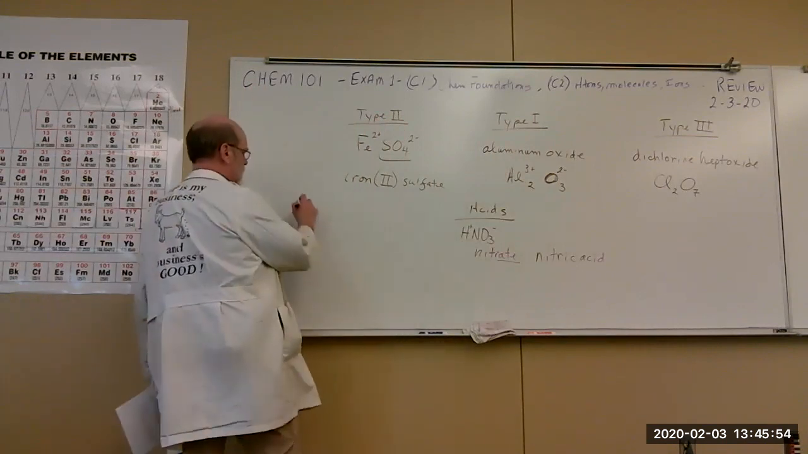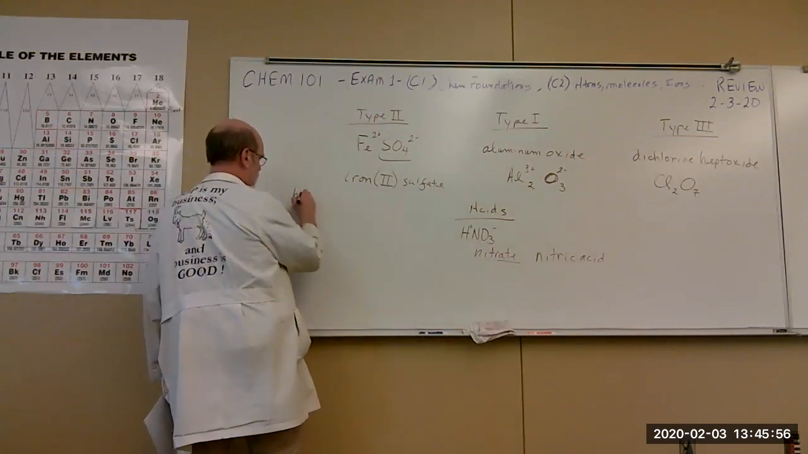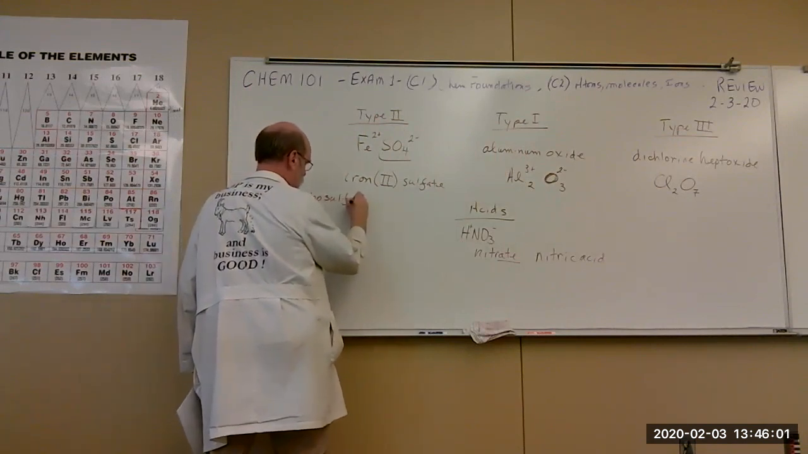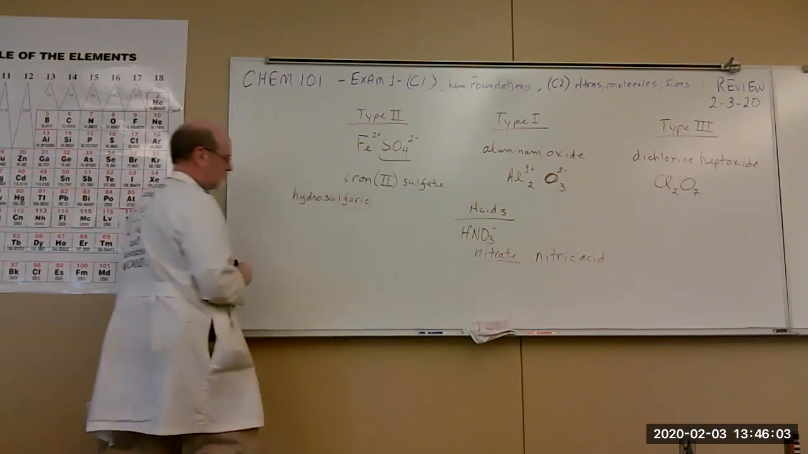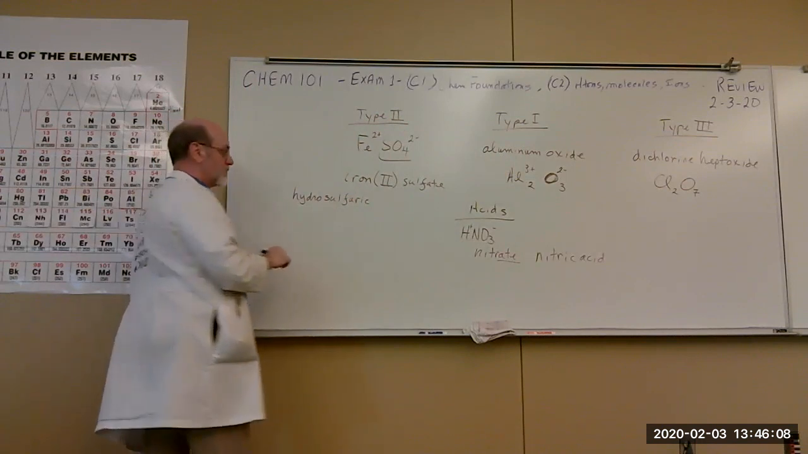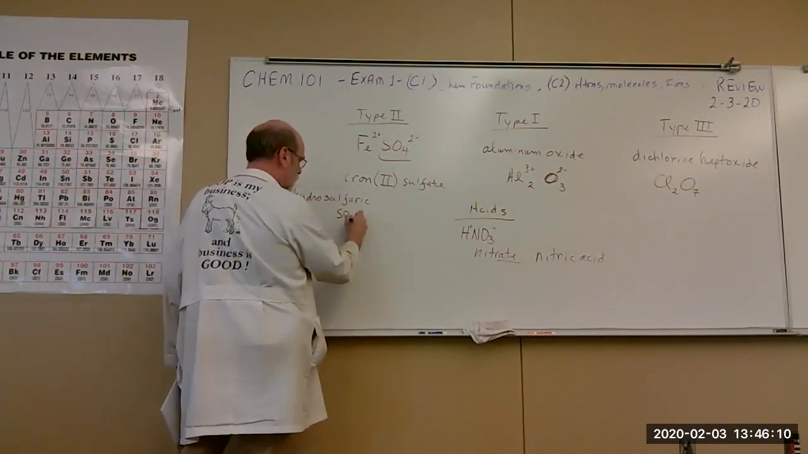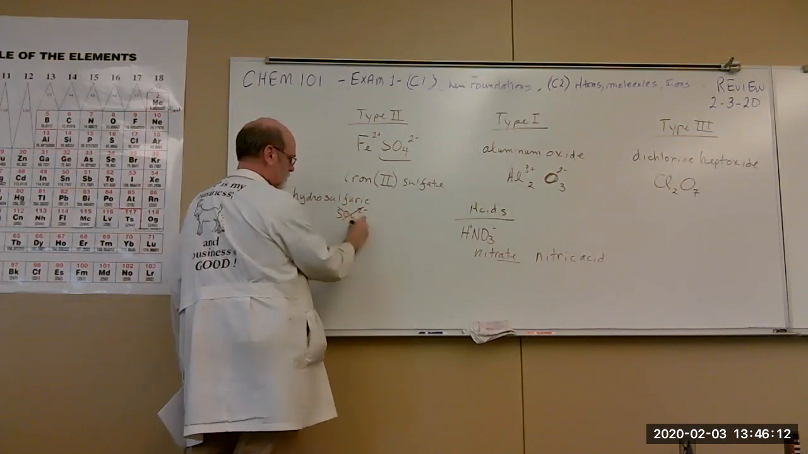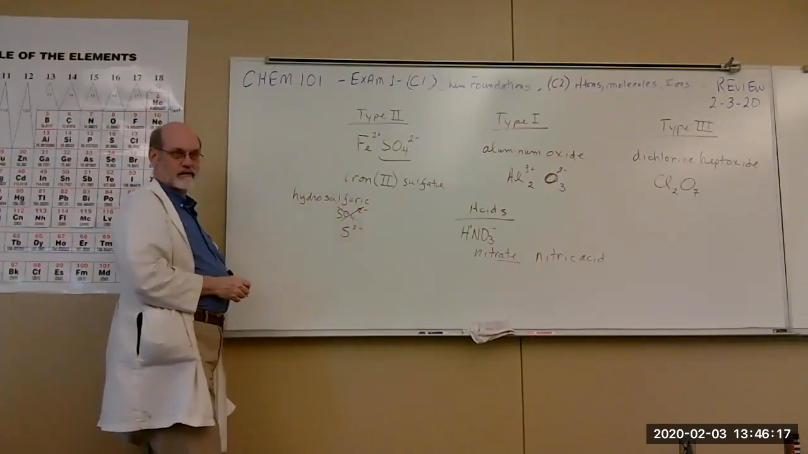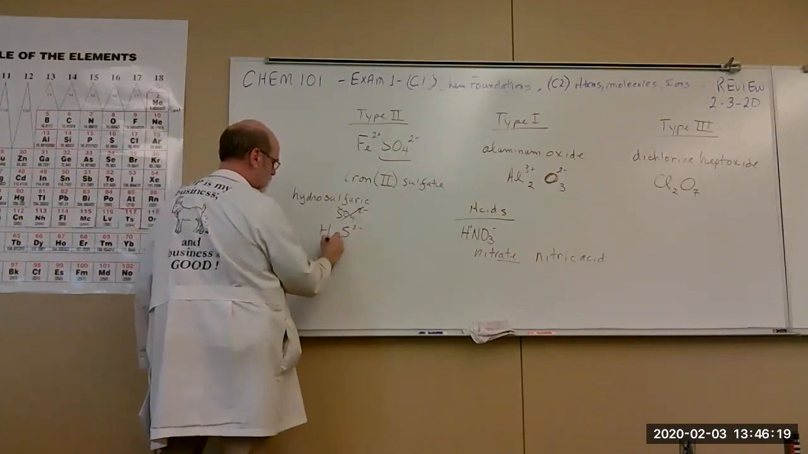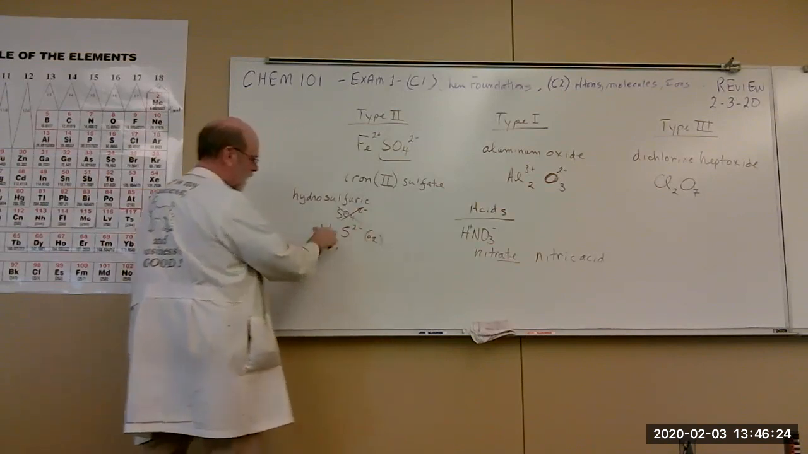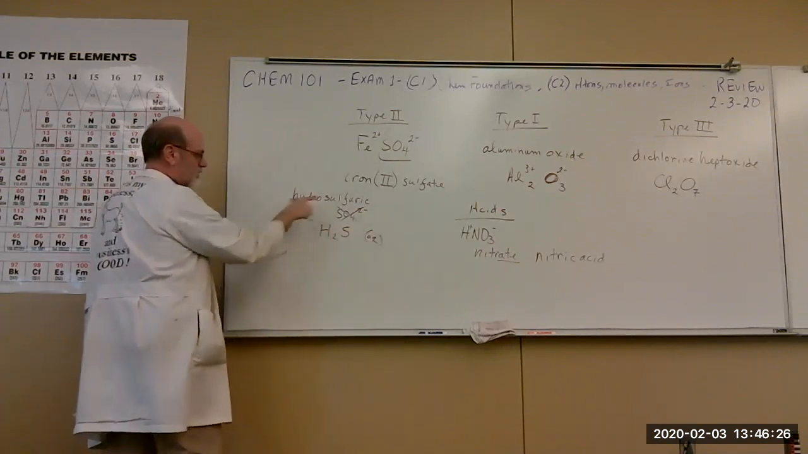What if we say hydrosulfuric acid? Hydro means there's no oxygen in there, right? So it's not this one, that's oxygen. It would be this one. And then hydrogen, which is 2, and it has to be aqueous. So H2S is hydrosulfuric acid.